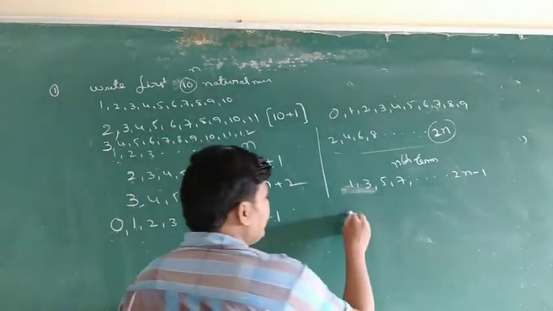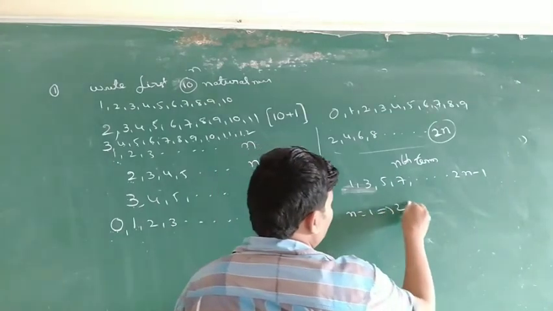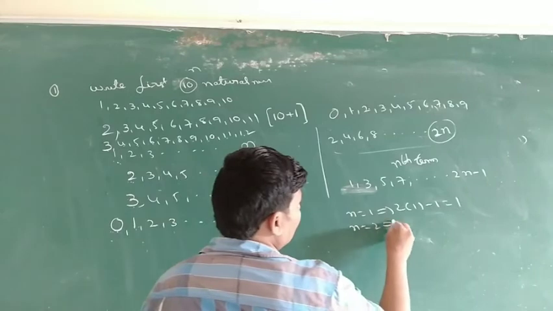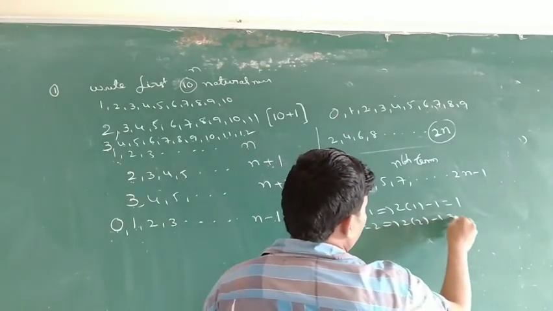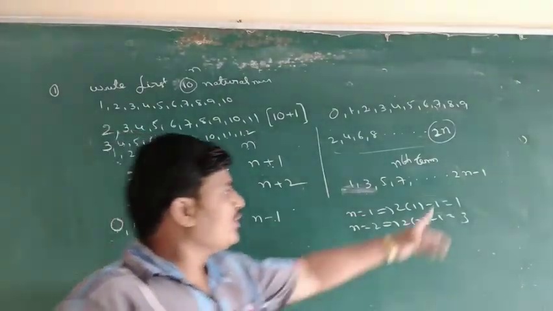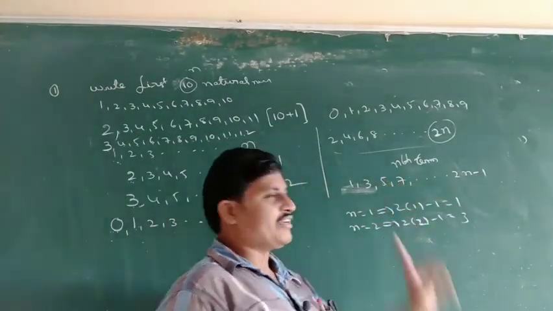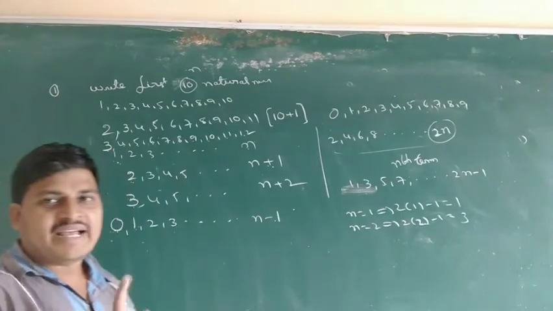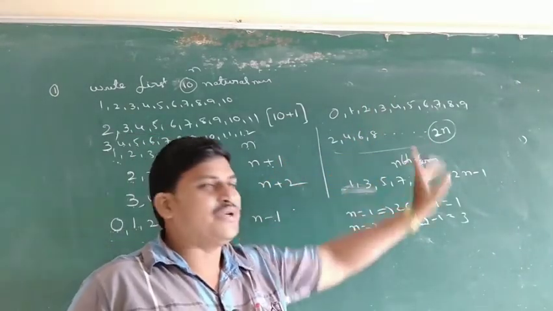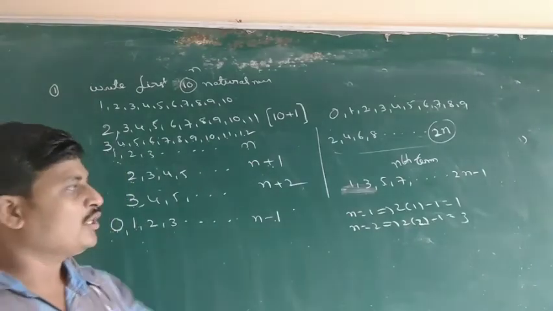So put n is equal to 1. 2 into 1 minus 1 is equal to 1, first term. n is equal to 2: 2 into 2 minus 1, 4 minus 1, 3. n is equal to 3: 2 into 3, 6 minus 1 is equal to 5. So for natural numbers the nth term is n, for even numbers the nth term is 2n, and for odd numbers the nth term is 2n minus 1.